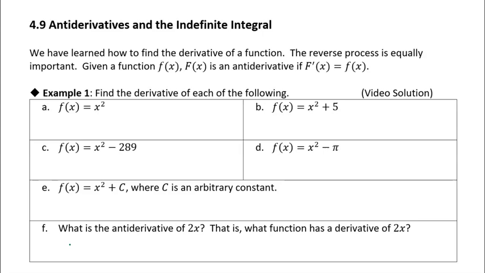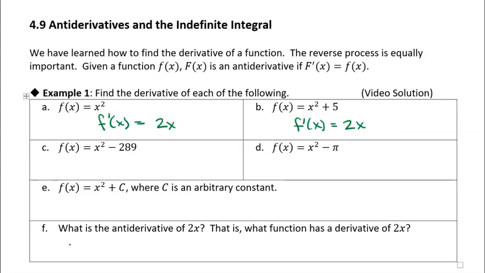In example 1, we're given some functions and asked to find the derivative of each function. The first one is just x squared, so we can find the derivative easily enough. The derivative of x squared is 2x. The derivative of x squared plus 5 is 2x, and then the derivative of 5 is 0. So the derivative is 2x again.